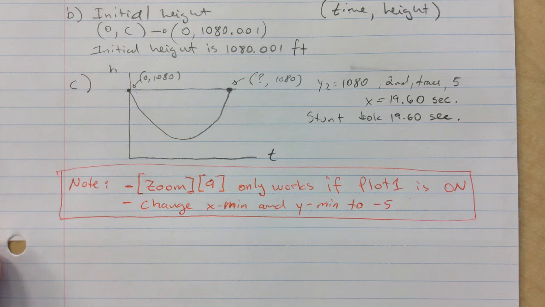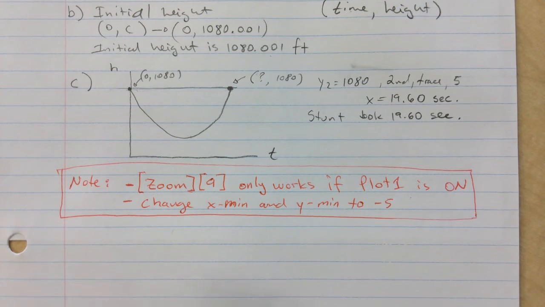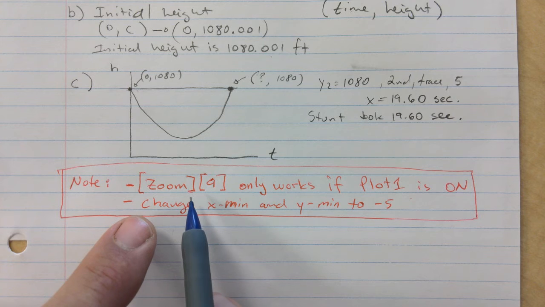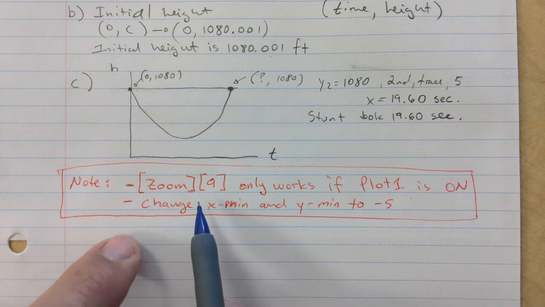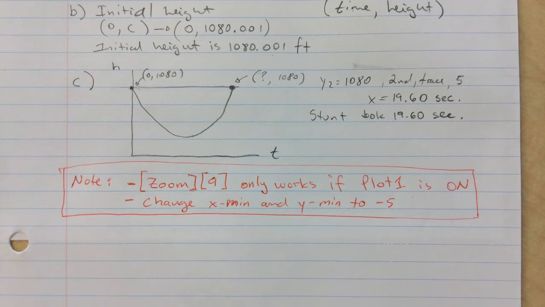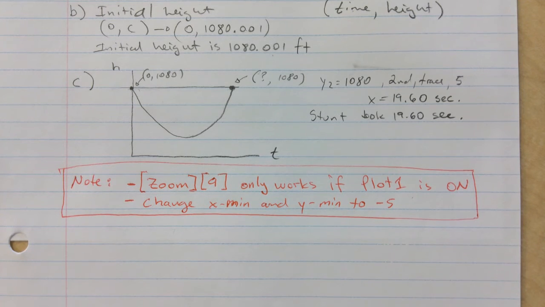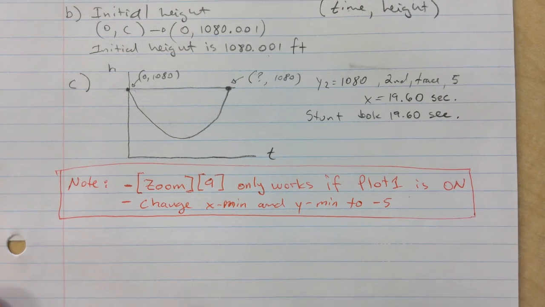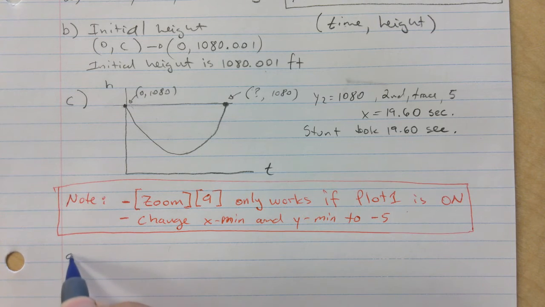Also though, listen carefully. Plot 1 is only on if you're using L1 and L2, right? If you're not using L1 and L2, you should have it off because you're going to be in trouble. It's going to give you issues down the road. I'm going to try to hurry, okay?